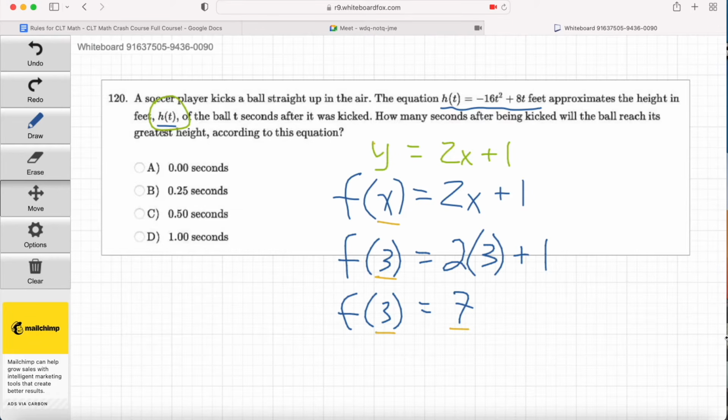The key takeaway here, I think all you need to know, is that when you're plugging in values for functions, like when we're plugging in a value for t, which we're going to do here in just a minute, you're just replacing the t's with the values you're plugging in for t. That's all it means. So if we're finding h of 0, which we're going to test here in just a minute, you're just plugging in a 0 for t. That's all it means.